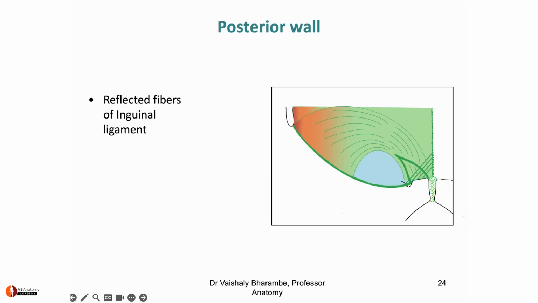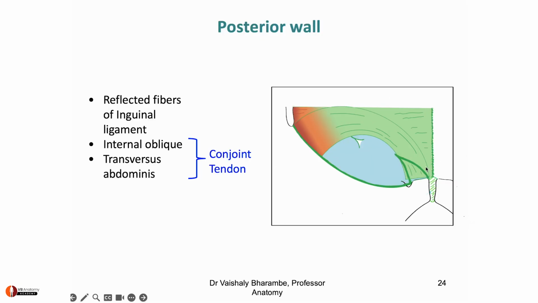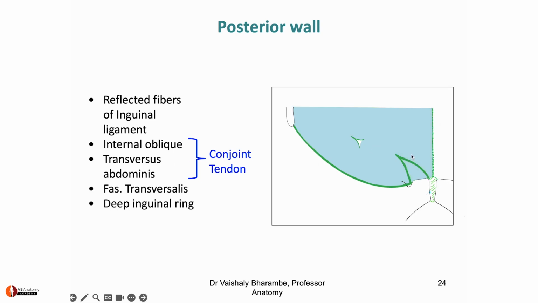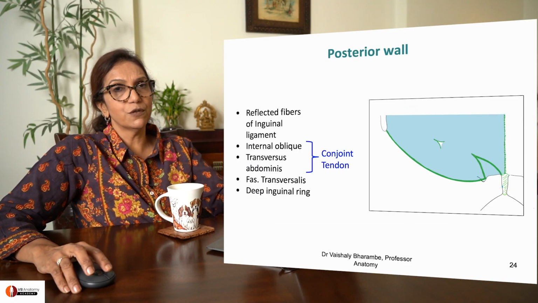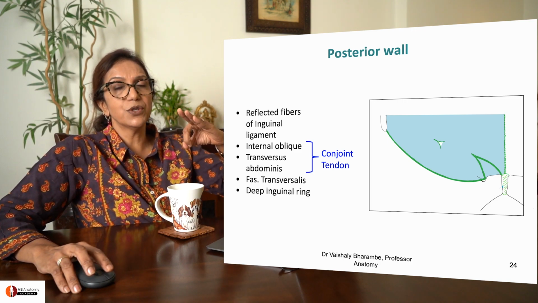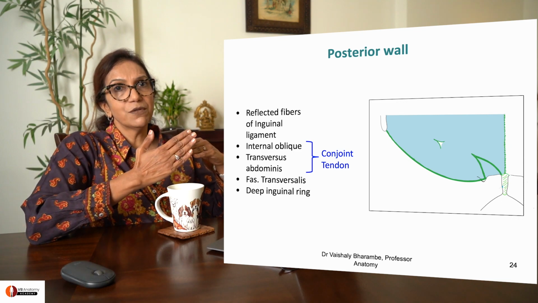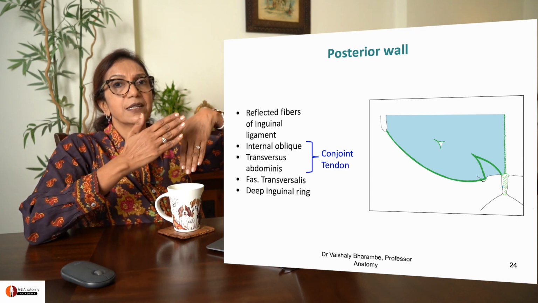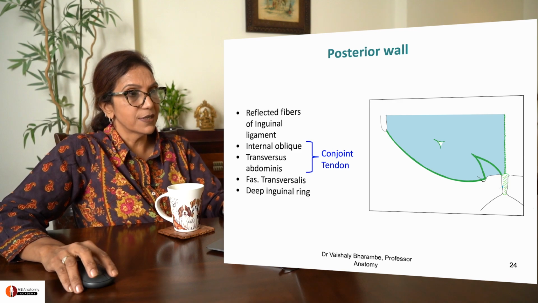Take a look. Reflected fibers of inguinal ligament, internal oblique and transversus forming the conjoint tendon, and were you to remove this, completely the posterior wall is formed by fascia transversalis with a little gap in it called the deep inguinal ring. Anteriorly, we discussed structures forming anterior wall. Now we discuss three structures forming posterior wall: reflected fibers of inguinal ligament, conjoint tendon, and the fascia transversalis.